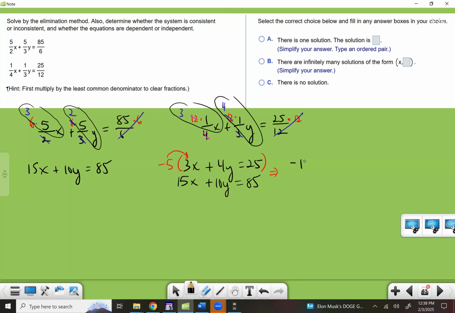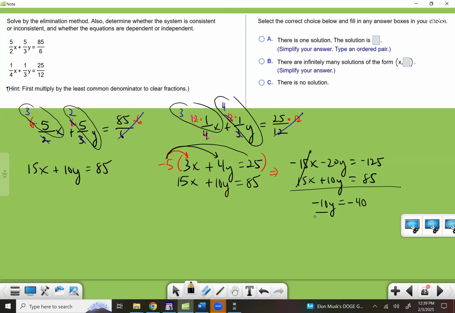All right, so I got -15x, -20y, and -125. Then the bottom just stays the same. So our x's go away. -20 plus 10 is -10. And -125 take away 85 is -40.